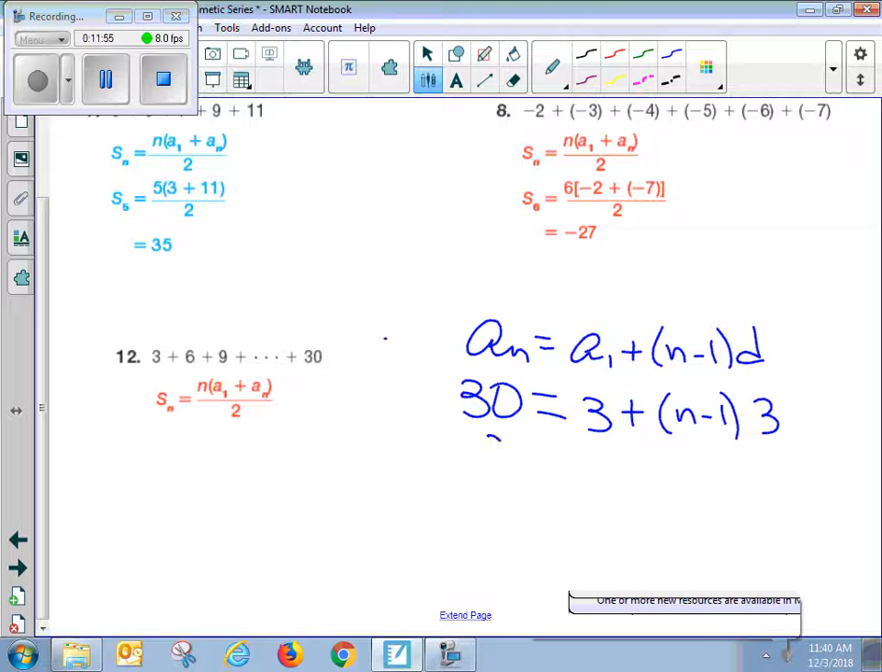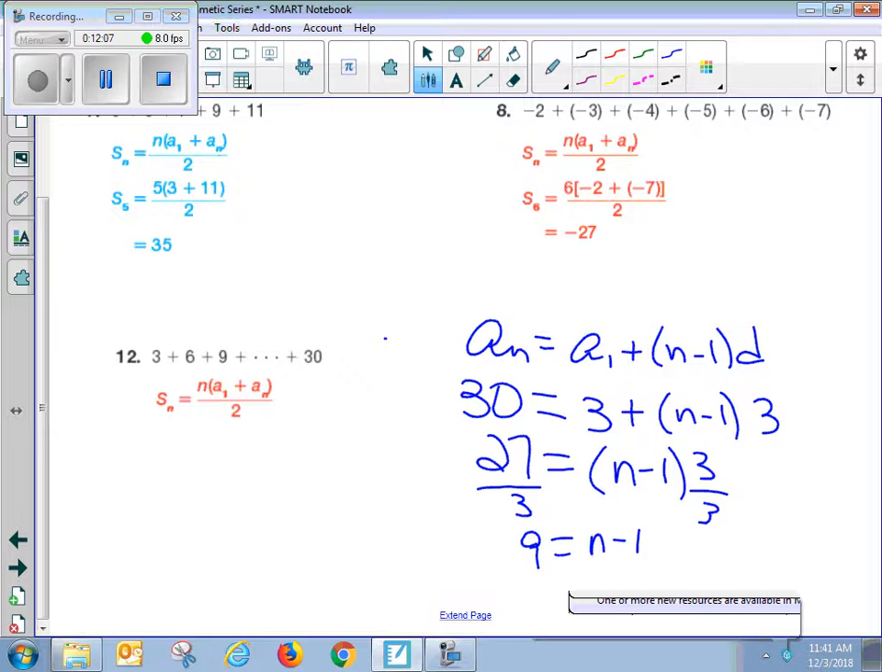I take away 3. You can distribute the 3. I see dividing by 3. So 3 goes into it 9 times. And then I move my 1 over to see that n is 10. And I wouldn't even list every one of those steps because I know you process some of that in your head.